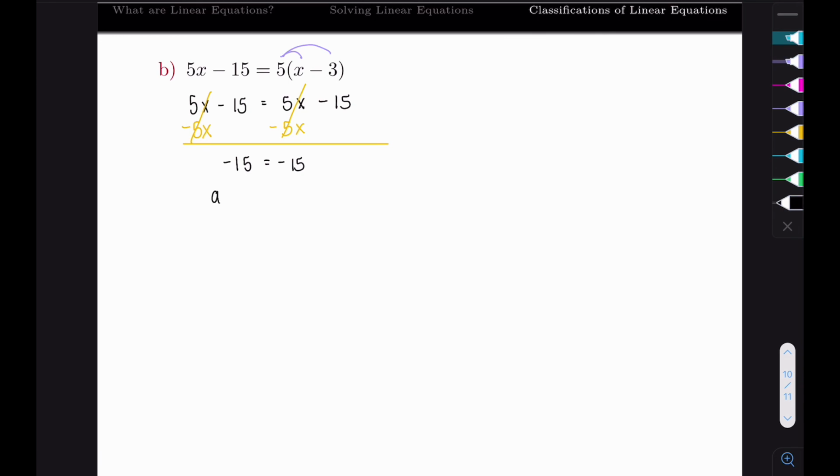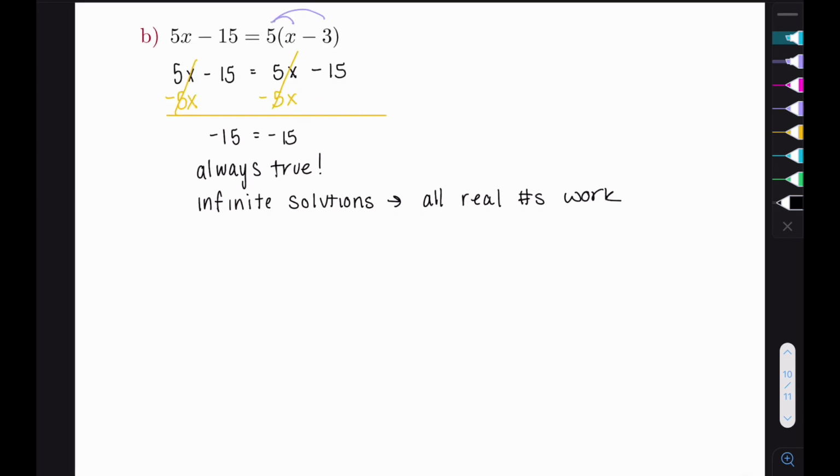So this is always true. No matter what you plug in, you have a true statement. So there's really an infinite number of solutions. All real numbers work. So because it is always true, this is an identity.